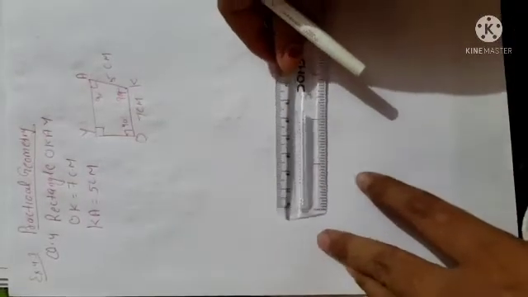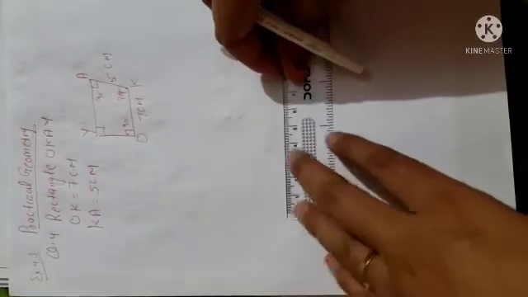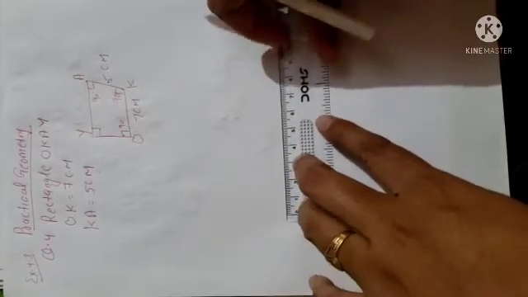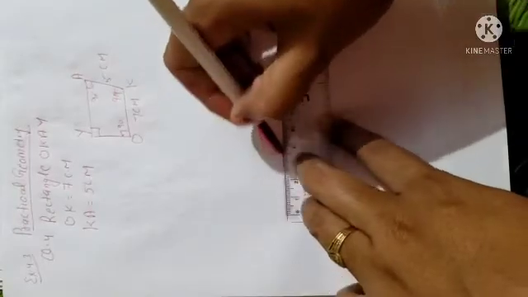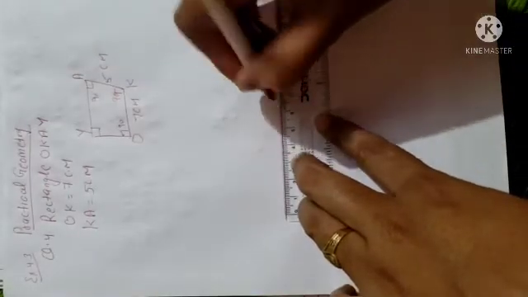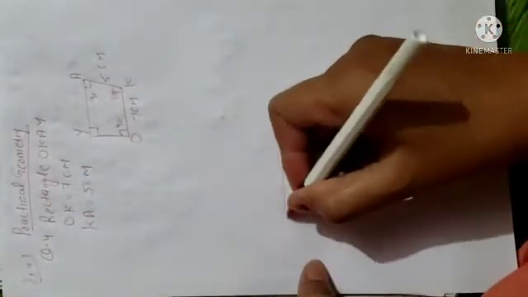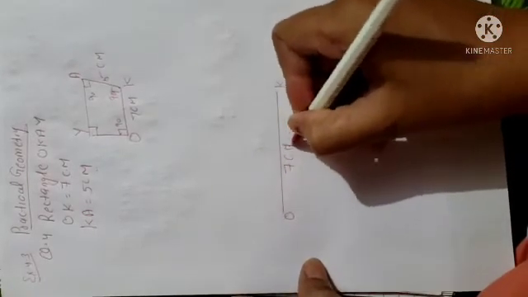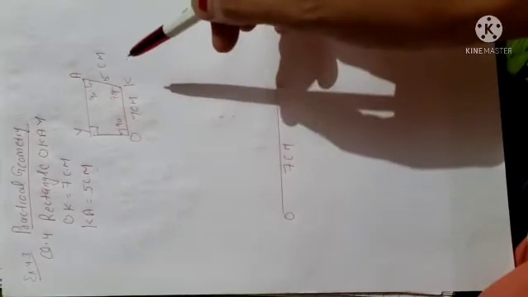So for example, I am taking the side OK. So first step, with the help of a ruler you will draw the line segment OK and it is 7 cm. Clear? So I am drawing here OK. Yes, like that. So this is the OK side, you will write OK line segment and this is given 7 cm.